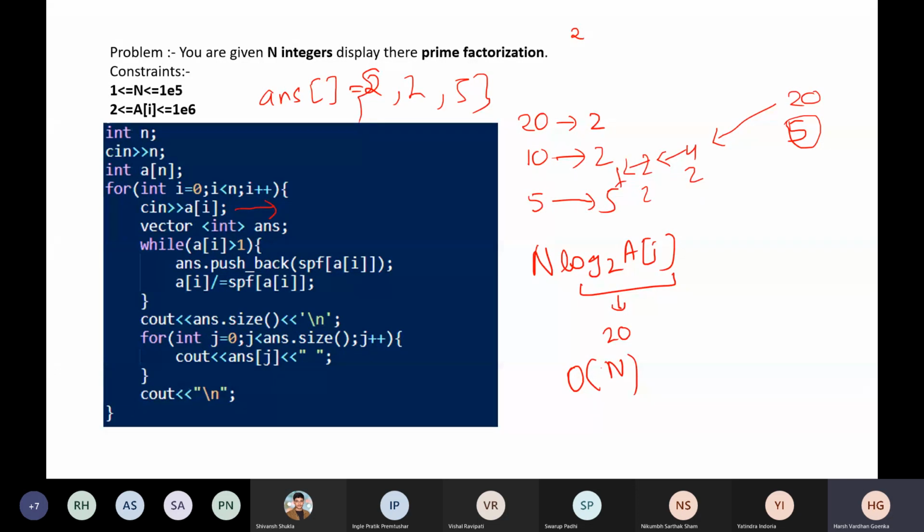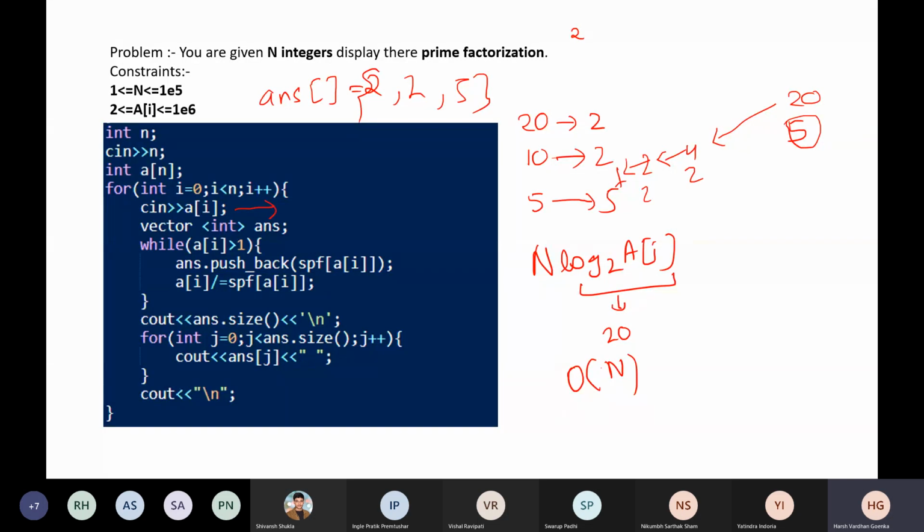Did you get the idea? Yes, I got it. And still, if you are facing difficulties in understanding why each number will be visited exactly once, I will share an article with you in the chat or in the Facebook group. It is a nice article on the smallest prime factor and why each number gets visited once. You can go through that also.